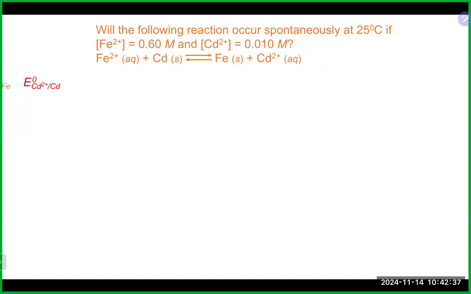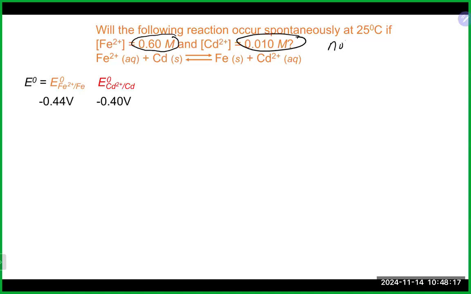All right, so why don't you give one a go here, see what you got going on. Will the following reaction occur spontaneously at 25 degrees if the iron 2 concentration is 0.6 and the cadmium concentration is 0.01? Okay, so let's take a look. So we're looking to see if this reaction can occur spontaneously. The first thing that you should see is these concentrations are not 1 molar, which means this is non-standard conditions, basically.